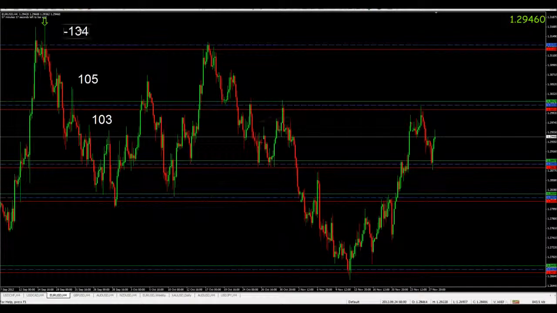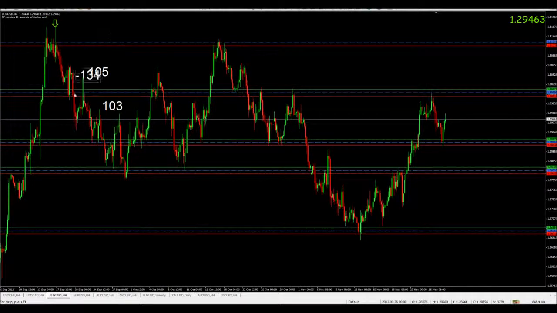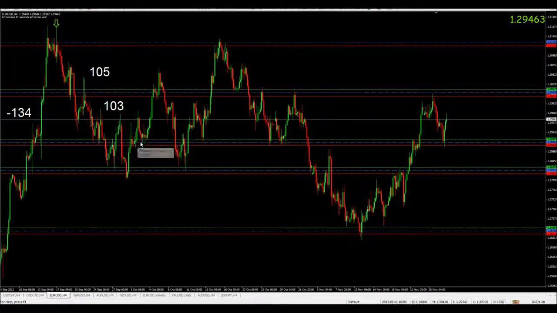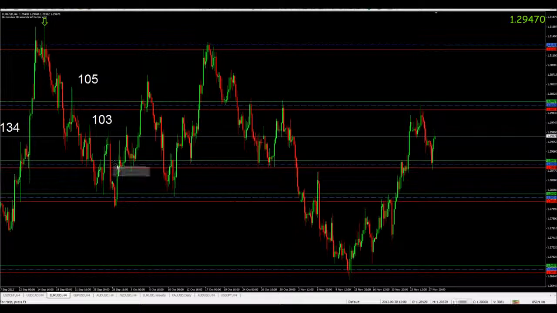Okay, so I've got 134 pips here. Just put that over here so we know it's in between those two ranges. Okay, so another buy opens here. Yeah, and the take profit would be up here.